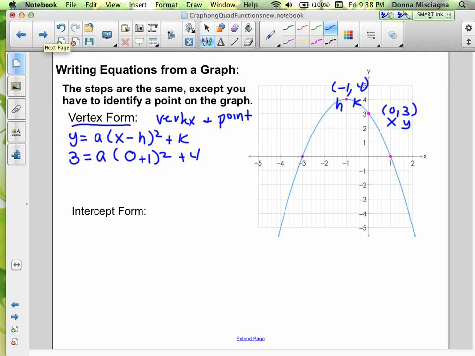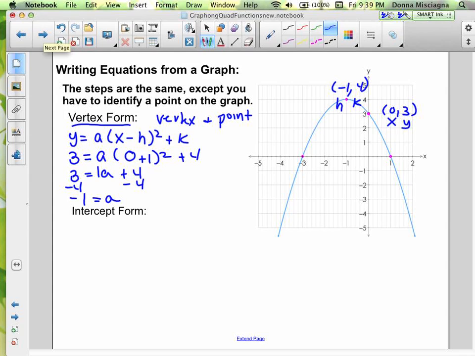All right, so now let's simplify in the parentheses. So 3 equals a. Well, that's just going to be 1. And 1 squared is still 1. All right, so that's just 1a. I don't even need that 1, but I'll just put that in there just to show you that's 1. So now all I have to do is subtract 4 from both sides. And -1 equals a.